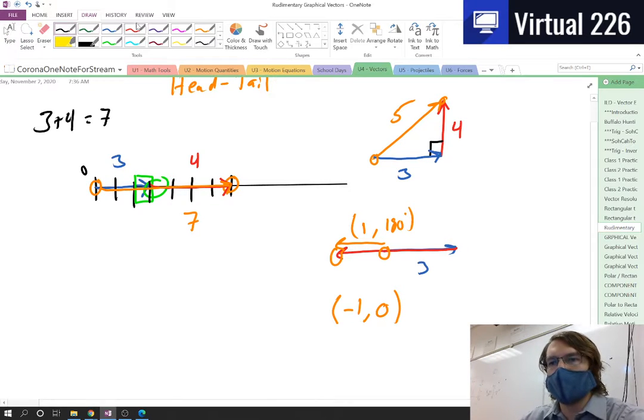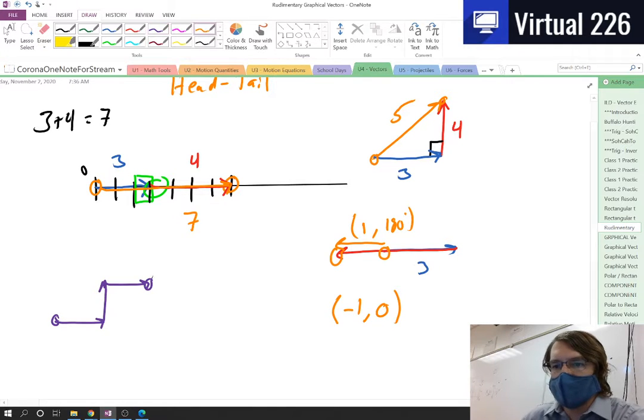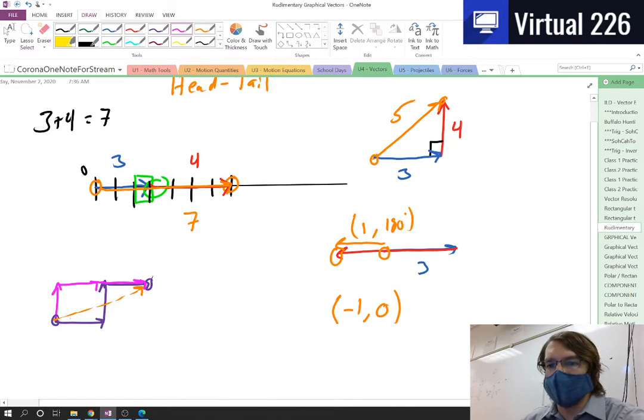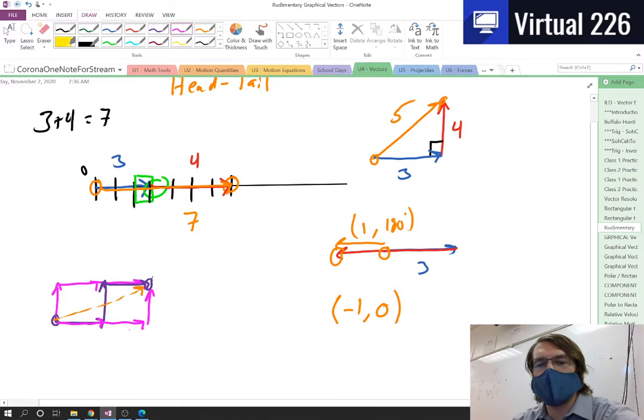So if you had something that looked like this, we come over, and then we come up, and then we come over. That's going to give us a nice vector from start to finish that looks like that. It doesn't matter the order in which you add them. If we wanted to, we could have gone up, and then over, and we'd still go start to finish. We could go over, up. So there's all sorts of different ways that you could add the vectors together.